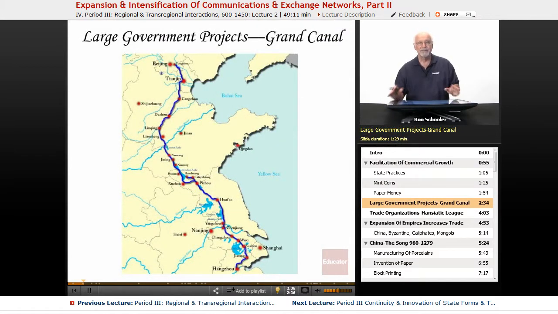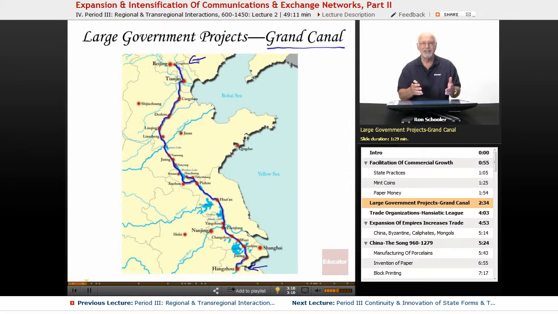We also have the state, the governments, doing large projects. And one of the really excellent examples of this is called the Grand Canal in China. And you can see it starts way down here in Hangzhou and goes all the way north to Beijing. Now, and that is an amazing amount of territory to cover to create a canal that works all the way from there to there.